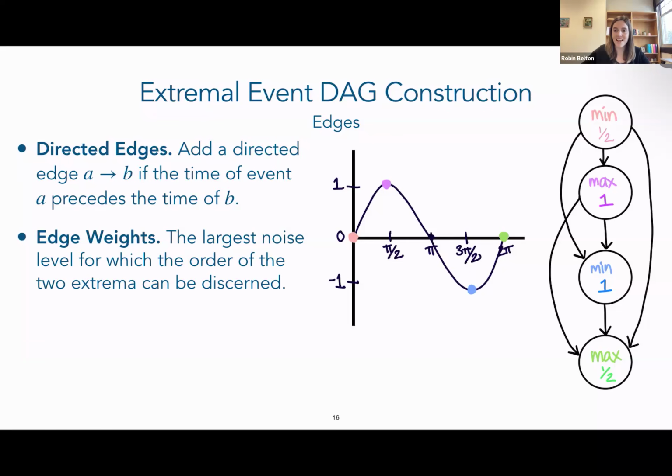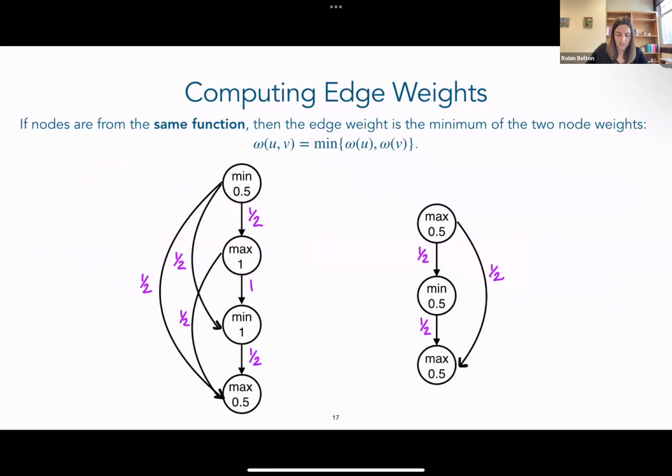So what is the largest epsilon bands we can place around our functions and say that this min definitely came before this max? And that's what we want our weights to measure. So we have a nice result that if the nodes are corresponding to extrema from the same function, then that edge weight is just going to be the minimum of the node weights.